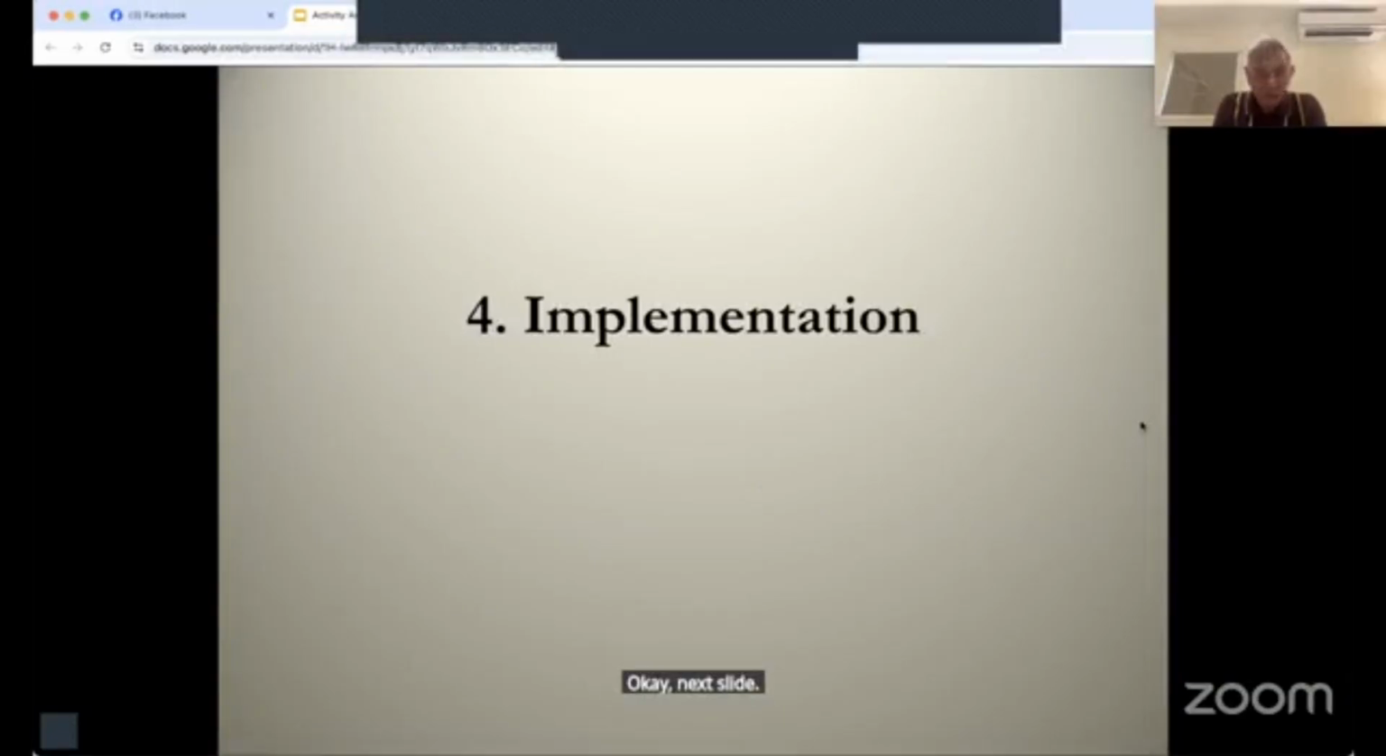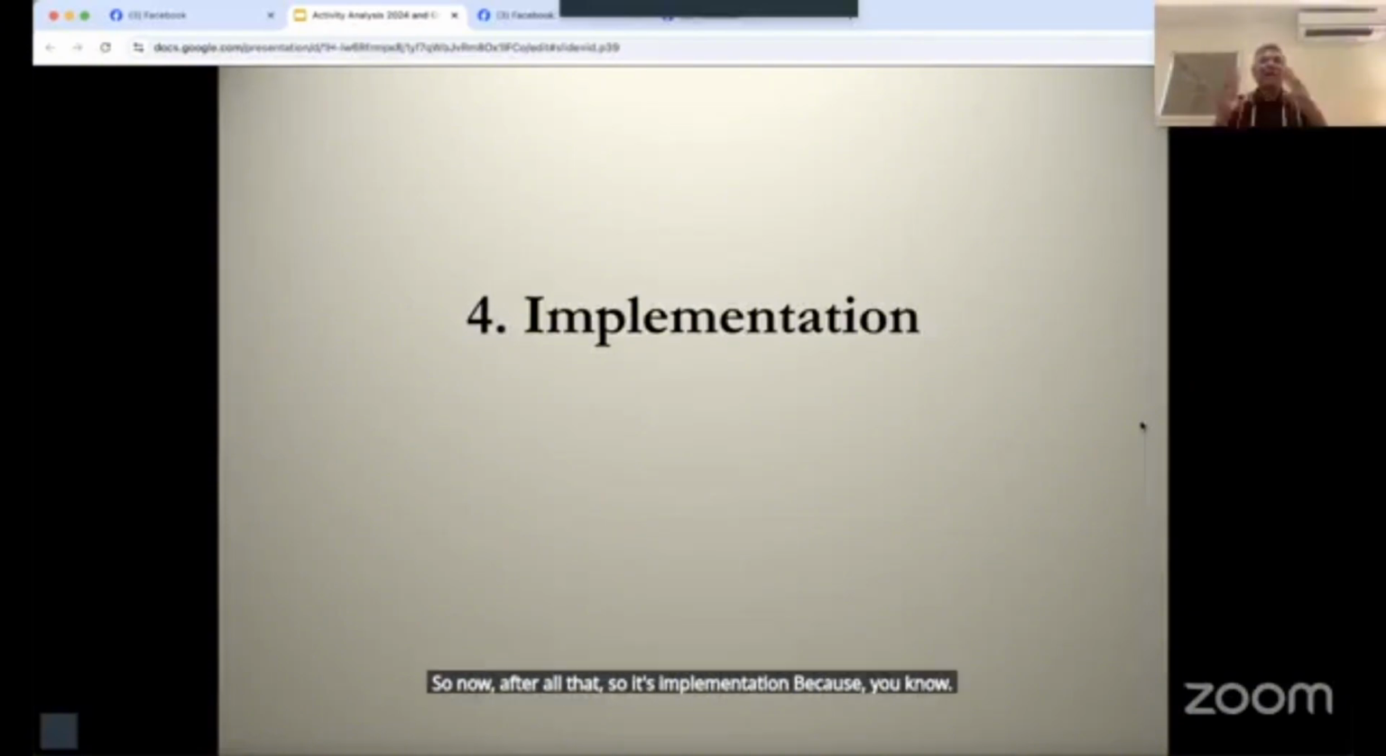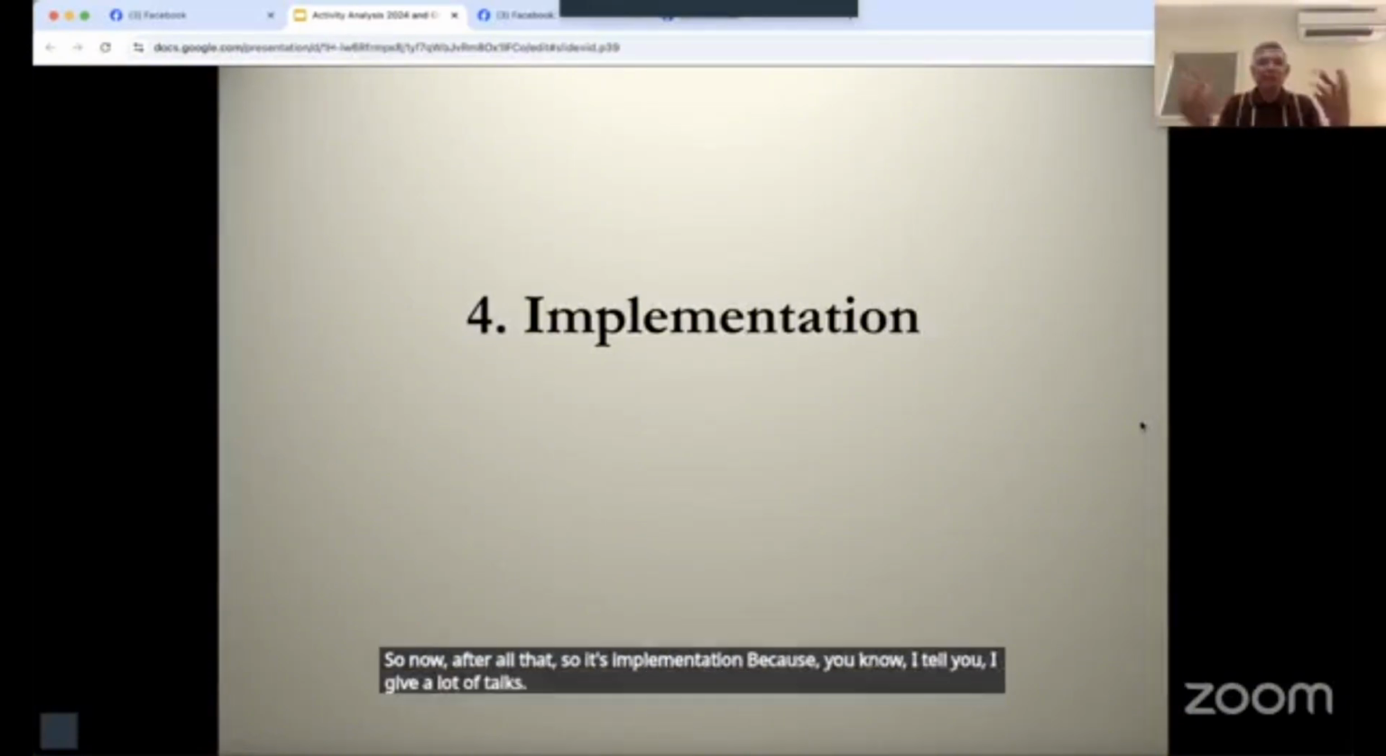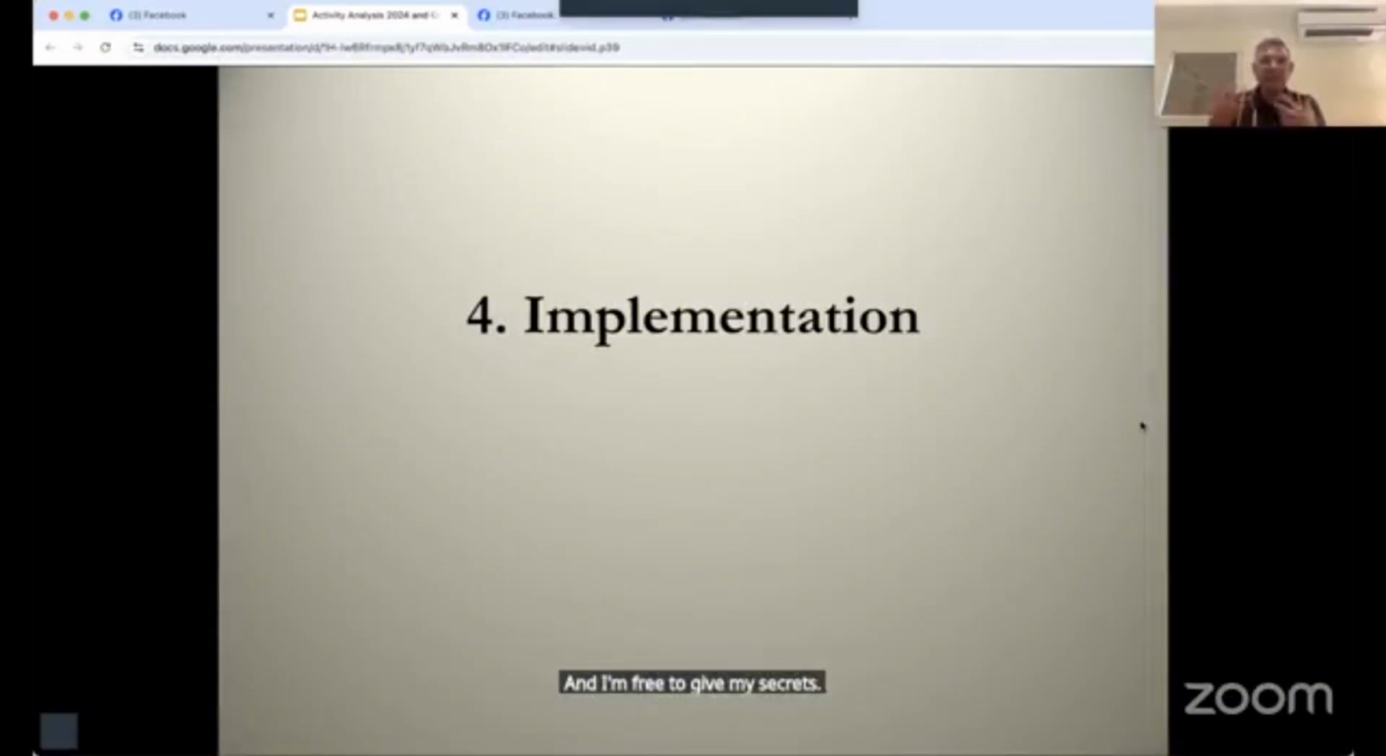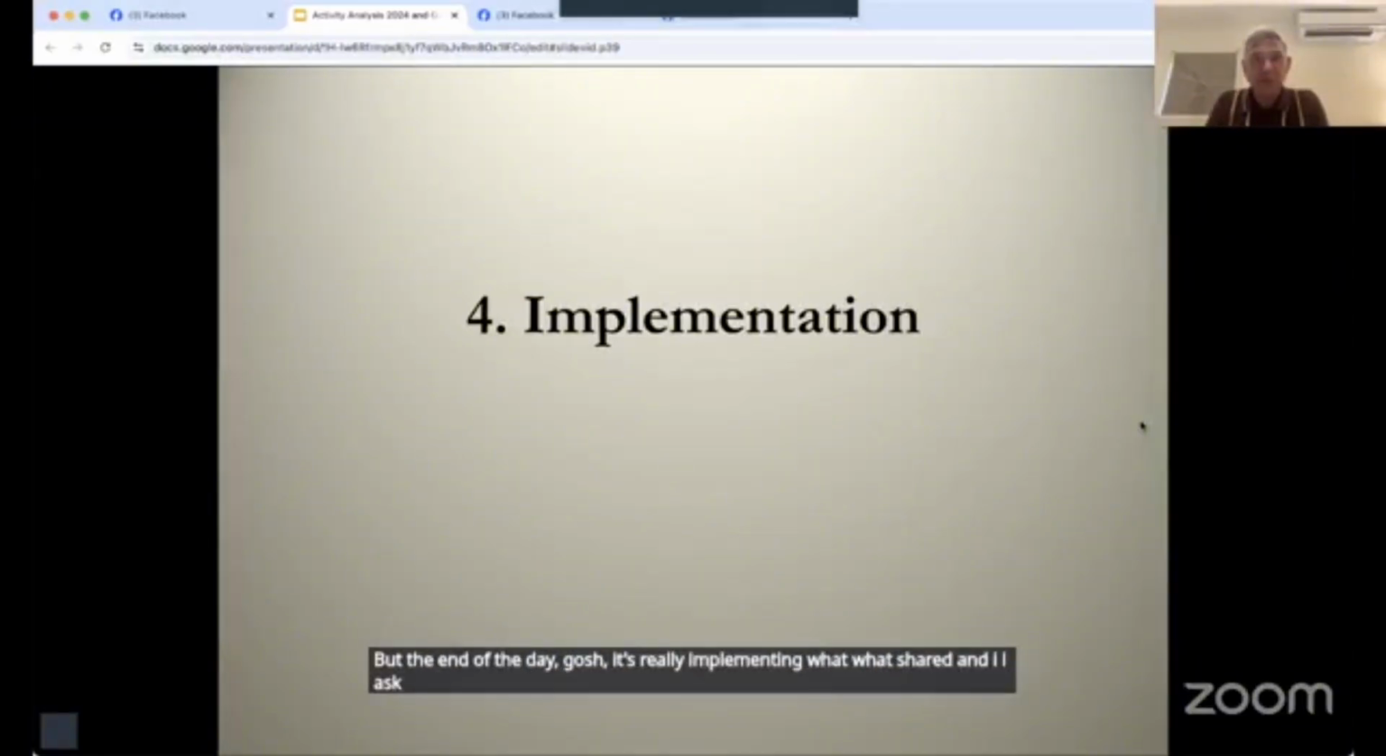So now, after all that, it's implementation. Because, I tell you, I give a lot of talks, and I'm free to give my secrets and what is successful for me. But at the end of the day, gosh, it's really implementing what I've shared. And I ask every single participant, if there's only one that you could practice or implement, I think that'll be a big help, and I'll be happy with that. Next slide.